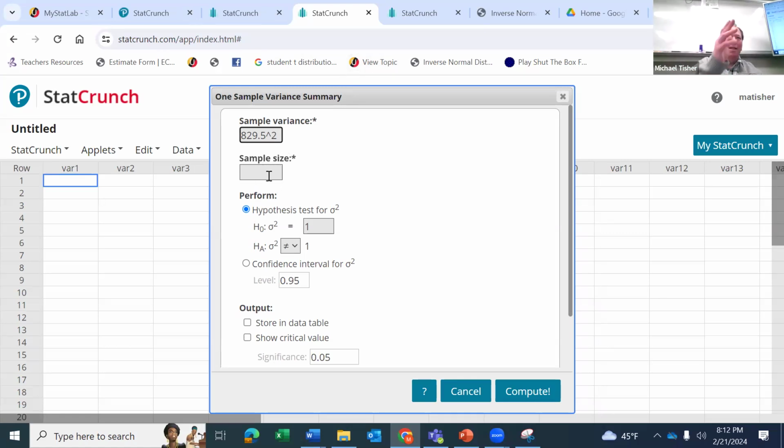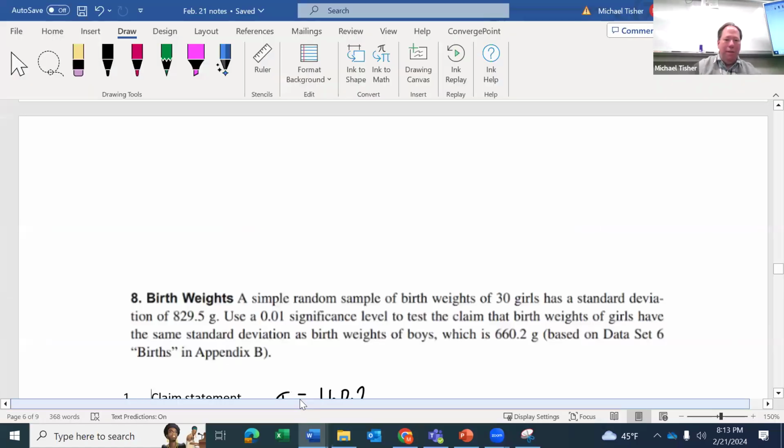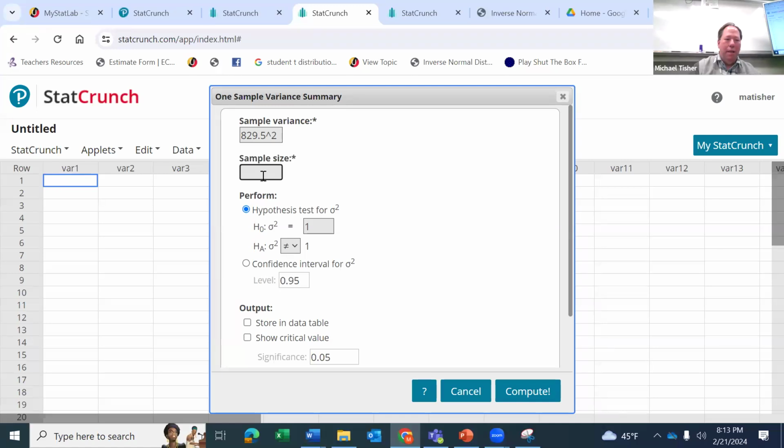Okay, so there we got it, 829.5 caret 2. Okay, and then sample size is what? 30, yes, because we have a sample of 30 girls. Okay, sample of 30 beautiful girls. All right. And then we choose hypothesis test for sigma squared because it's variance. And then just put in the information. Sigma squared is equal to what?